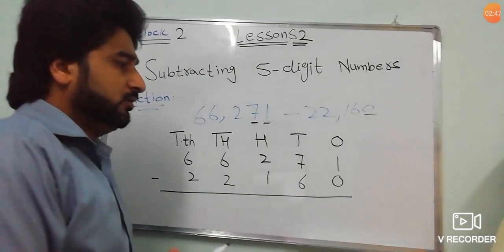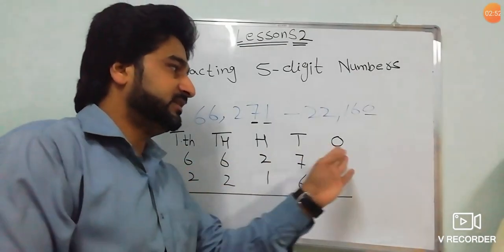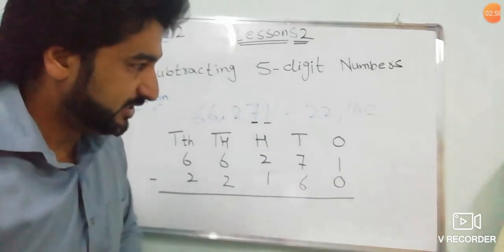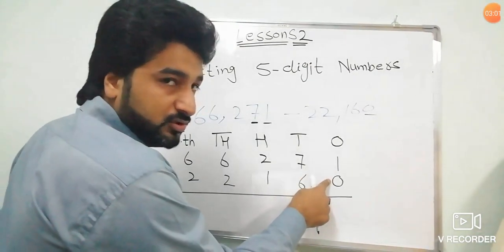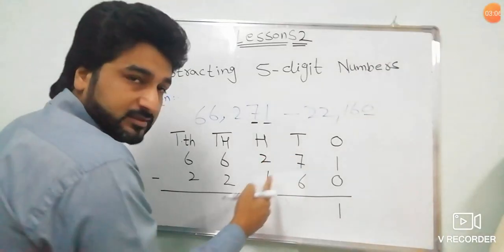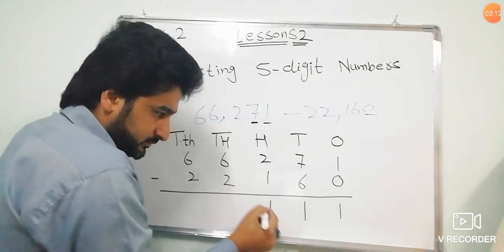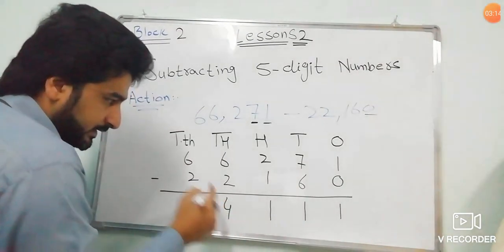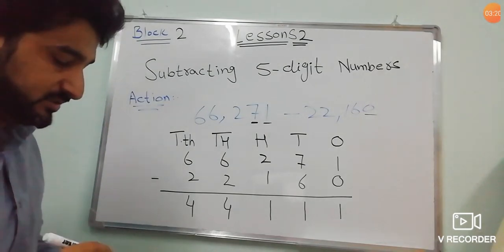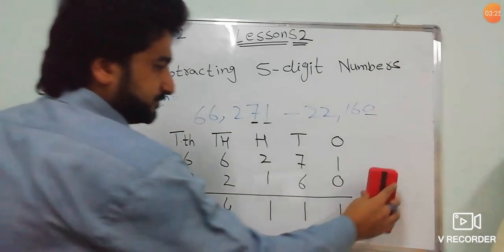What we have to do now is start subtracting from the most right side, from the digit at ones place. So 1 minus 0 is 1. 7 minus 6 is 1. 2 minus 1 is 1. 6 minus 2 is 4. 6 minus 2 is 4. This is our answer. That's how we are subtracting. Let me do one more question for your better understanding.